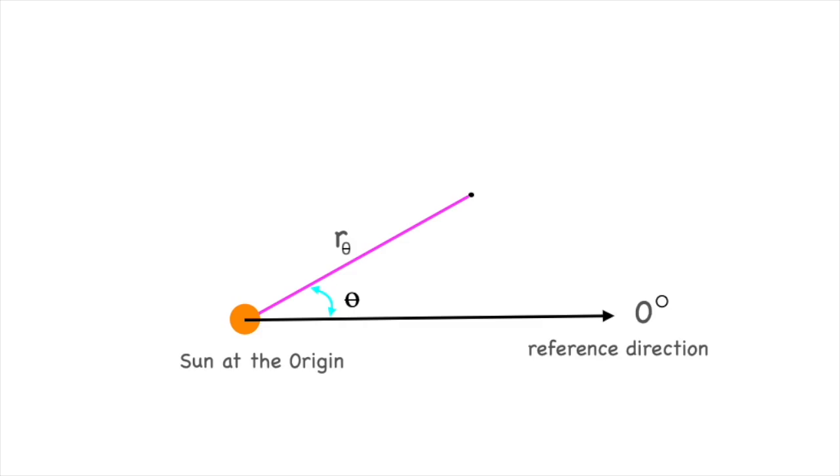A polar coordinate system with the sun at the origin would be a good choice. The two coordinates that identify the location of a planet are r, the distance from the sun, and theta, the angular position of the planet relative to the chosen reference direction.